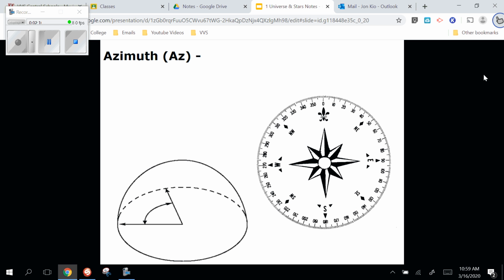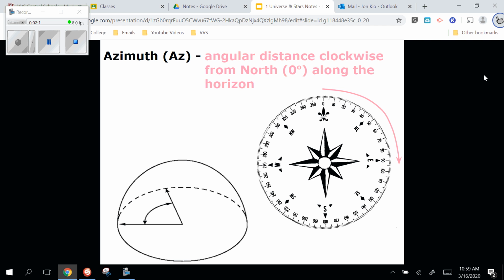The second point we have to find is an azimuth, which is just a compass direction. We start at north, and we label that as 0 degrees azimuth, and then we move clockwise around the compass. So east would be 90 degrees, south would be 180, west would be 270, and then back to 0 again.